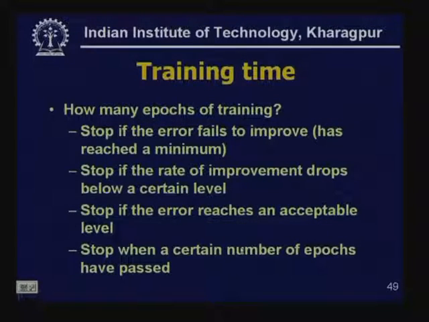And as we said, overfitting can usually occur. When do you terminate training? Normally, you stop if the error fails to improve, or you stop if the rate of improvement drops below a certain level, or you stop if the error reaches an acceptable level, or you stop when a certain number of epochs have passed.